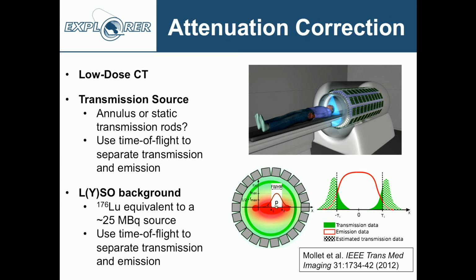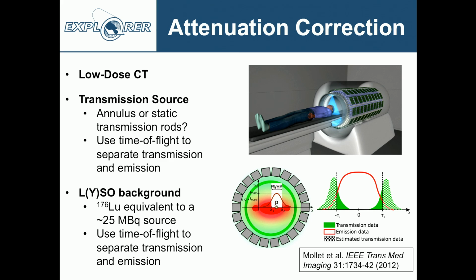way. And with the advent of really good timing information, it's possible now to do things that we couldn't do in the past with transmission sources because we can separate the activity that's in our transmission sources outside the patient and the activity that's inside the patient from what we've injected based on the time of flight information. So this may well be a way that we could get very low dose attenuation maps for attenuation correction.